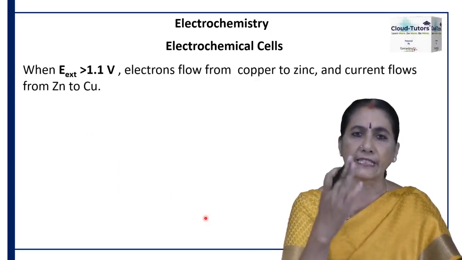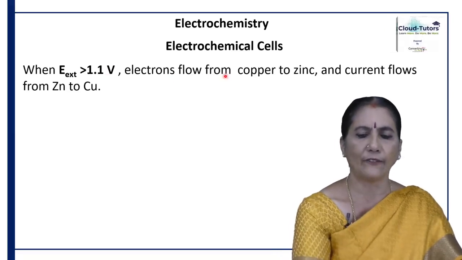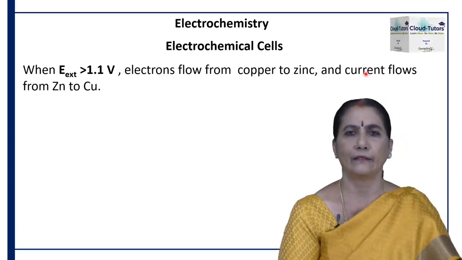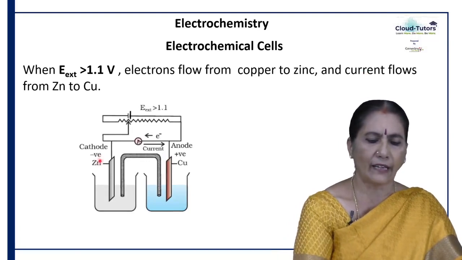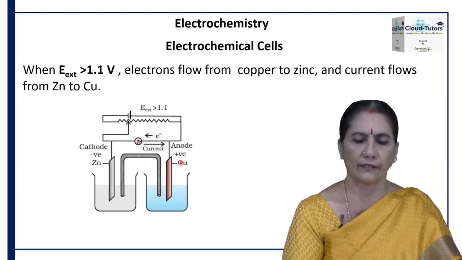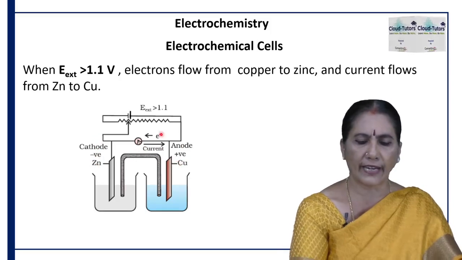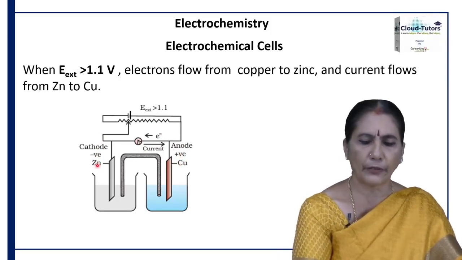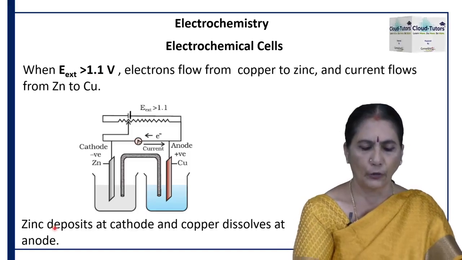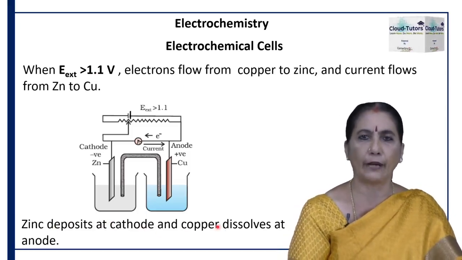Now, if the external voltage that you apply is greater than 1.1 volt, then what will happen? Electrons will start flowing from copper to zinc, and the current will flow from zinc to copper. You can see here, zinc is acting as the cathode and copper is acting as the anode, and the current is flowing in this particular direction from zinc to copper, whereas the flow of electrons is in the opposite direction, from copper to zinc. During this time, when the external voltage is greater than 1.1 volt, you find a deposition phenomenon taking place at the cathode and dissolution of copper happening at the anode.